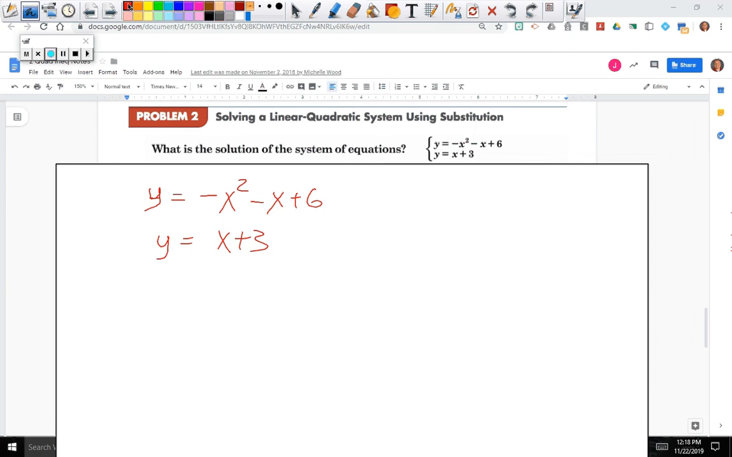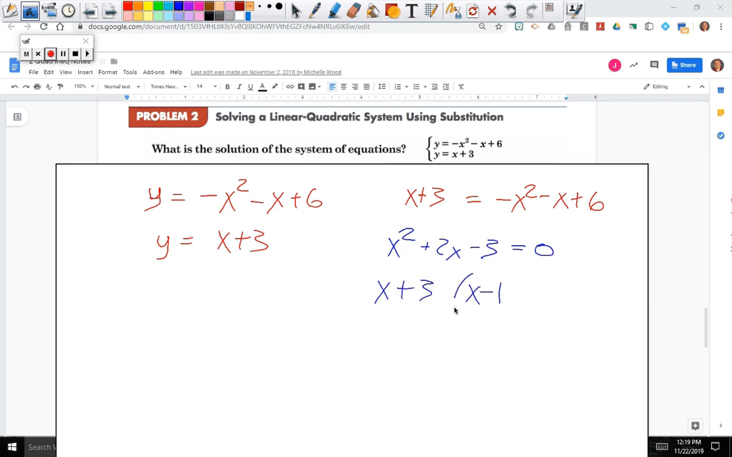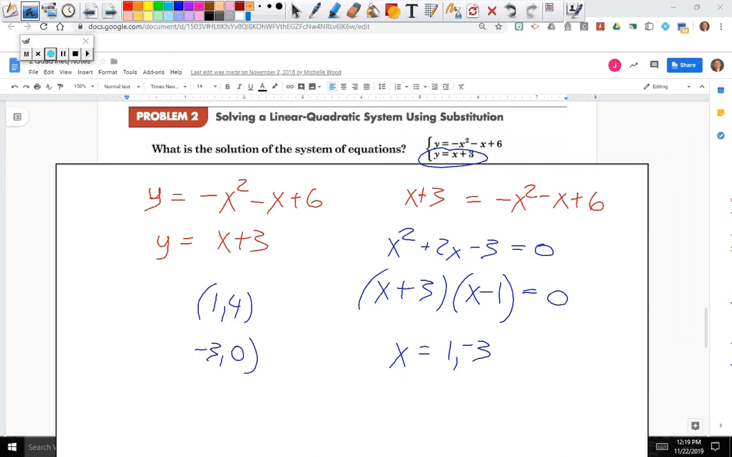Let's see how well you did setting these equal to each other. I was definitely looking for that first. The second step was, let's get them all on one side. So x squared plus 2x minus 3 is equal to 0. Then x plus 3, x minus 1 factored out. And since this is only looking for the equals, I get a 1 and a -3 answer. But because it's a system, I got to plug them back in. I'll use the easier one and get 1, 4, and -3, 0.